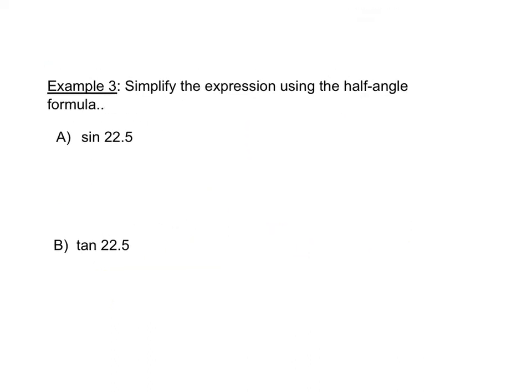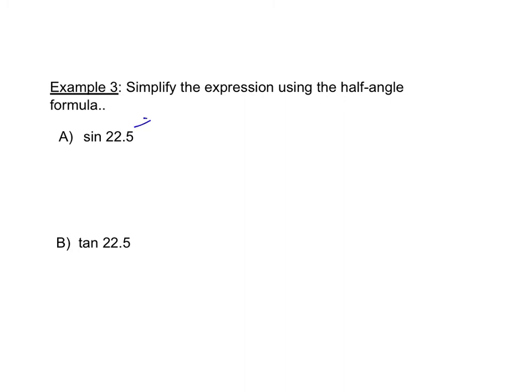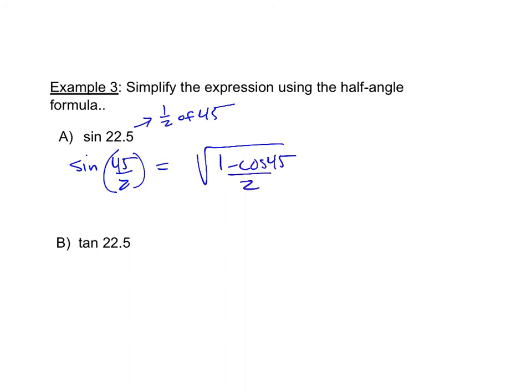All right, so now let's look at this. Sine of 22.5, you have to realize that that is going to be half of 45. So sine of 45 over 2 is equal to the square root of 1 minus the cosine of 45 over 2, where you realize that if it's 45, it's in the first quadrant, so that's going to be positive. So 1 minus cosine of 45, that's 1 minus square root of 2 over 2, all over 2.